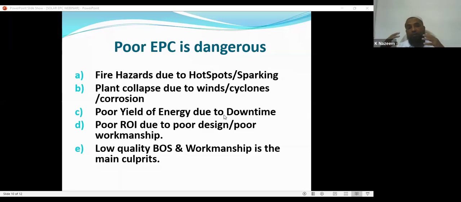Otherwise, in the beginning, the plant looks very neat, very tidy, but as production starts and the DC current starts flowing, a lot of hot spots are created that may catch fire. I can show you some videos and pictures where accidents happened due to hotspots. And the sparking, wherever there is a loose connection, will trigger fire hazards.